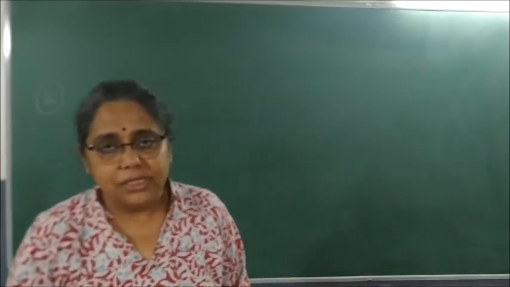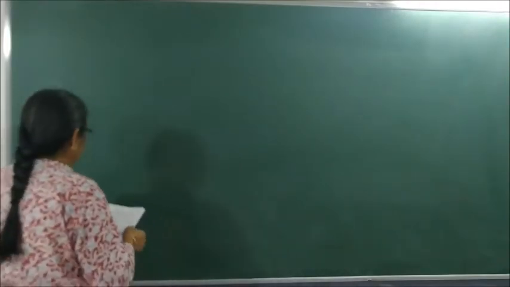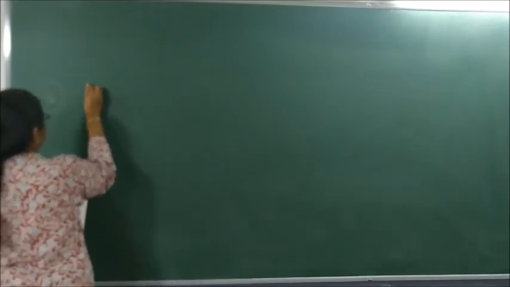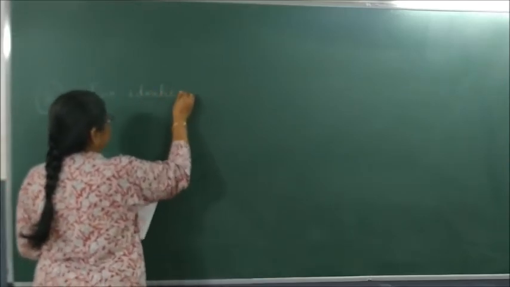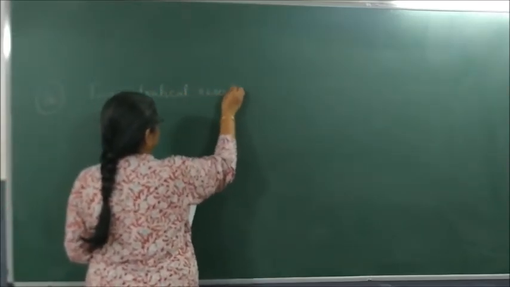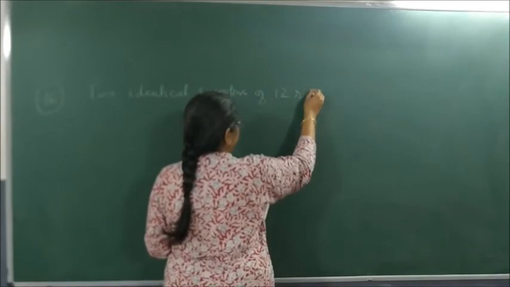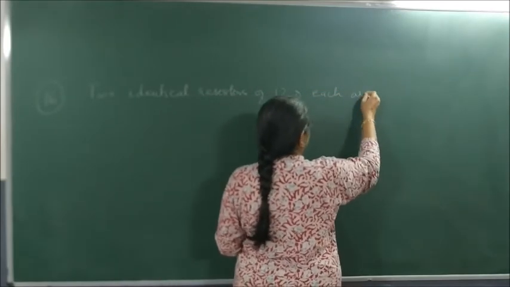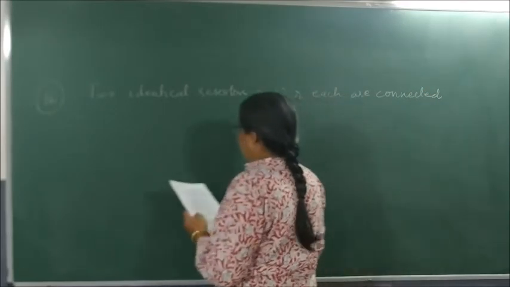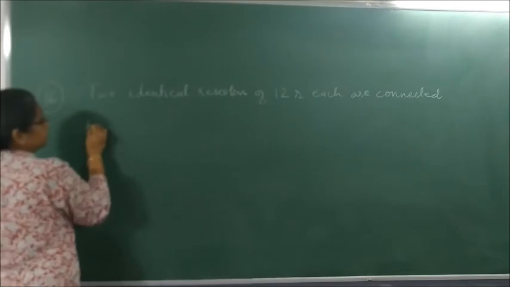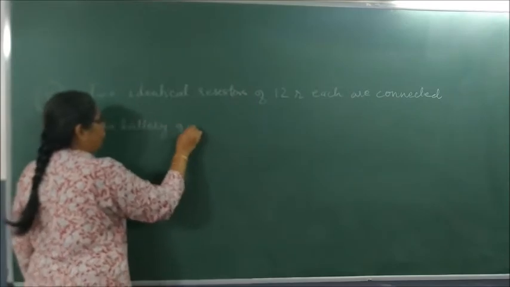Now the second part of the same question is a problem. Please write: two identical resistors of 12 ohm each are connected to a battery of 3 volts.